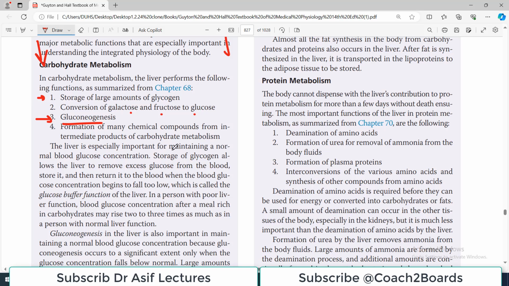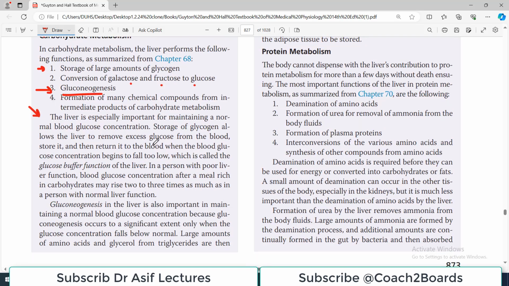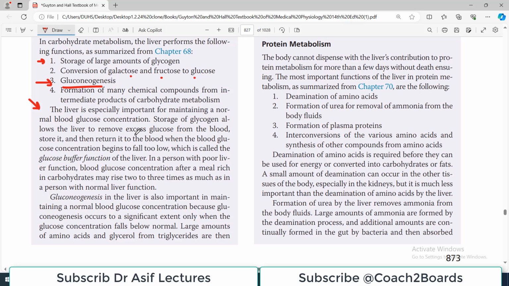The liver is especially important for maintaining a normal blood glucose. Very important point कि आपकी बॉडी में नॉर्मल ब्लड ग्लूकोज कॉन्सेंट्रेशन मेंटेन करने का मेन जिम्मा लिवर ही का है. स्टोरेज ऑफ ग्लाइकोजन अलाउज द लिवर टू रिमूव एक्सेस ग्लूकोज फ्रॉम द ब्लड, यानी जब आप बहुत ज़्यादा मीठी चीज़ें या कार्बोहाइड्रेट वाली डाइट खा लेते हैं तो ये आपका लिवर ही है जो इस एक्सेस ग्लूकोज को एज ए ग्लाइकोजन स्टोर करता है, और जब बॉडी को चाहिए होता है तो इस ग्लाइकोजन में से ग्लूकोज निकाल के दे देता है. Okay, this is called the glucose buffer action.